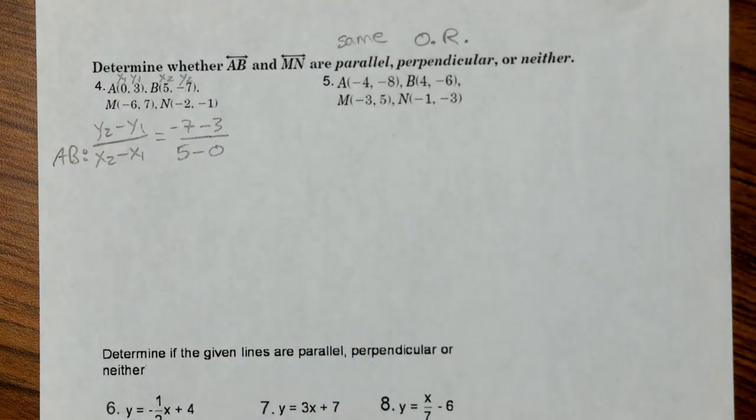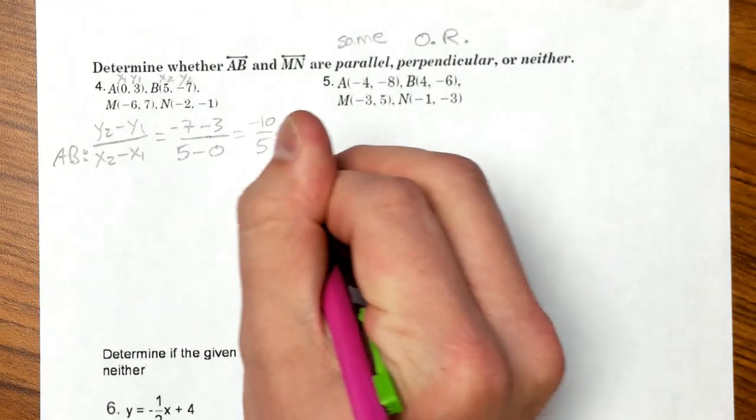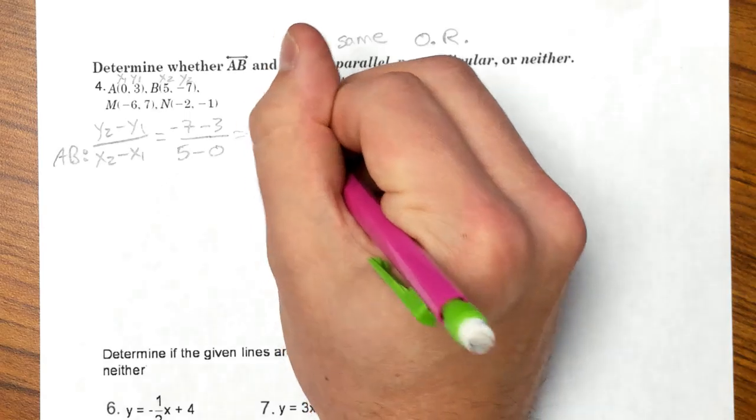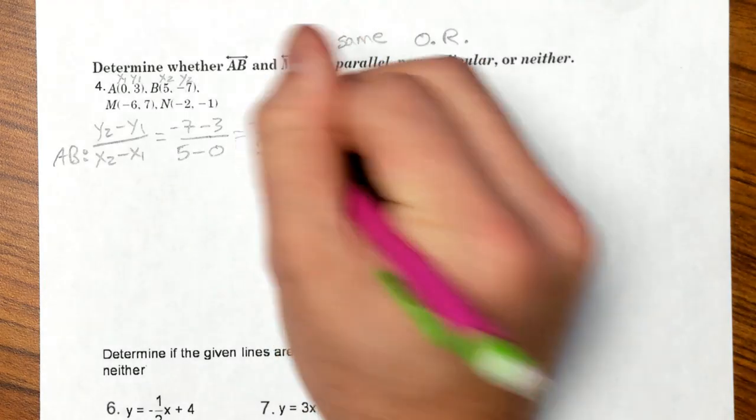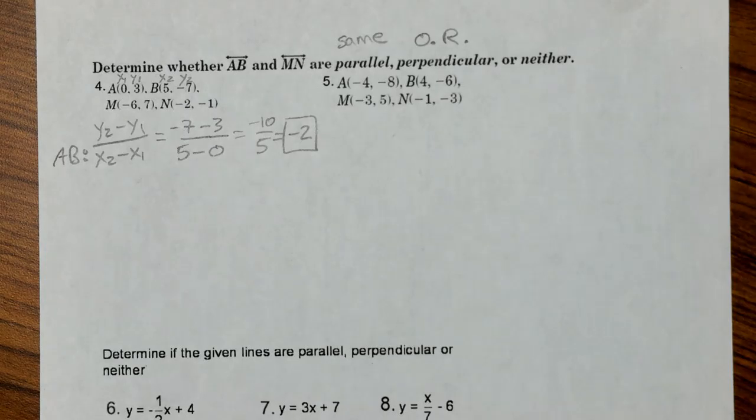So negative 7 minus 3 gets me negative 10 over 5. And this reduces down to just negative 2. Okay, so I know my first slope is negative 2. I'm not trying to do anything with it yet. I just want to see what the next one is.